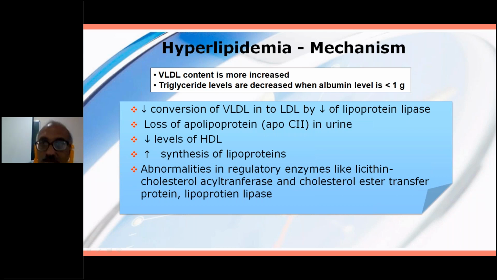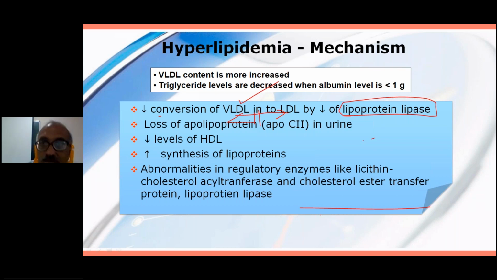Hyperlipidemia. We said the third feature of nephrotic syndrome is hyperlipidemia. Mostly very low density lipoproteins are increased, and triglyceride levels may be decreased when the albumin level is less than 1. Whenever the albumin goes very low, the triglyceride also becomes decreased, but the VLDL content is increased. So what is the probable mechanism? First and foremost, the conversion of VLDL to LDL is done by lipoprotein lipase. I said lipoprotein lipase is also a small molecular protein. So in its absence, the conversion of VLDL to LDL is interrupted. When this is interrupted, VLDL levels increase. That's how what I said is revealed.